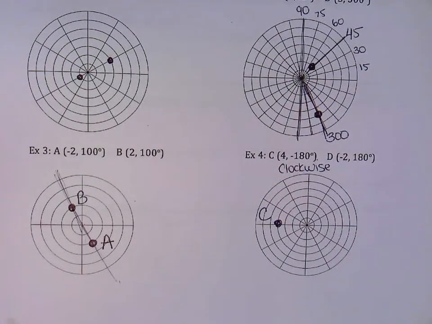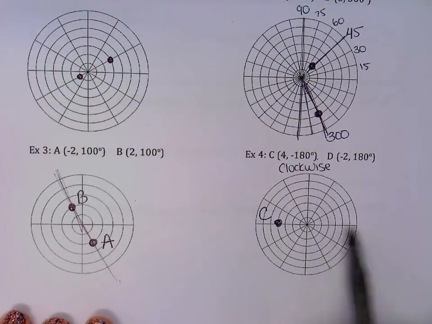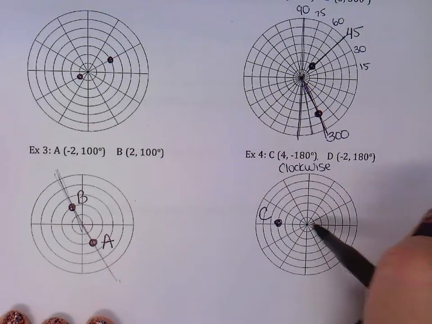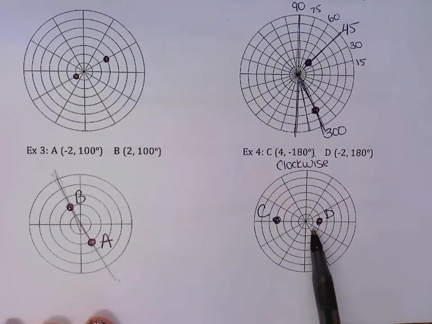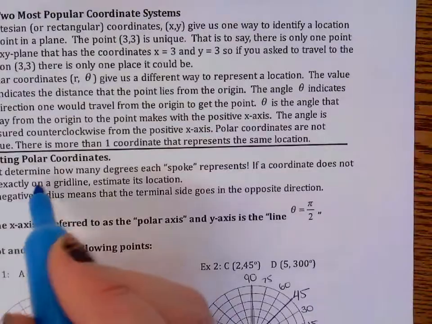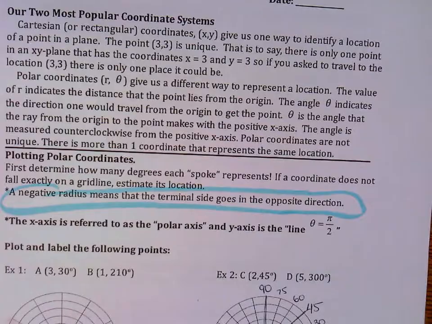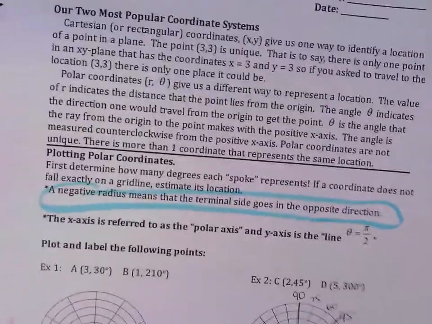And then D wants me to go 180, but then walk in the opposite direction 2 units. At 180, I would have been walking in this direction. So to walk in the opposite direction, I'm going to walk on the positive x-axis 2 units. A negative R value tells you to walk in the opposite direction, and that is up here. A negative radius means the terminal side goes in the opposite direction. So that's what you need to know about plotting them.